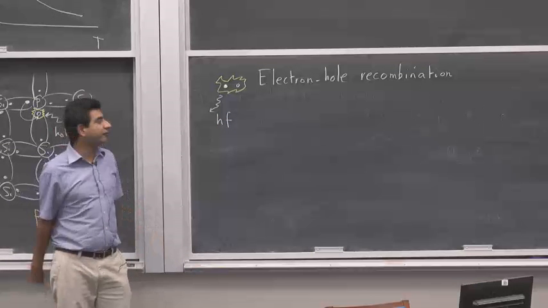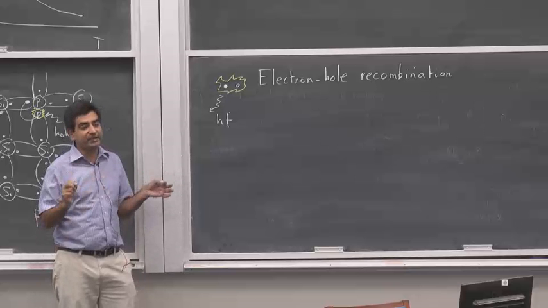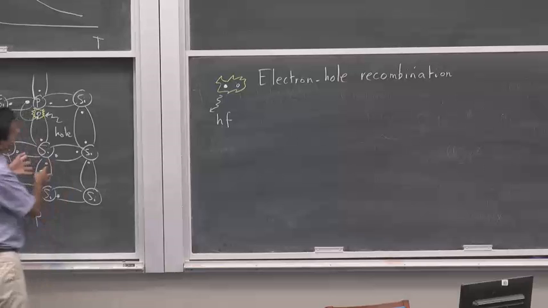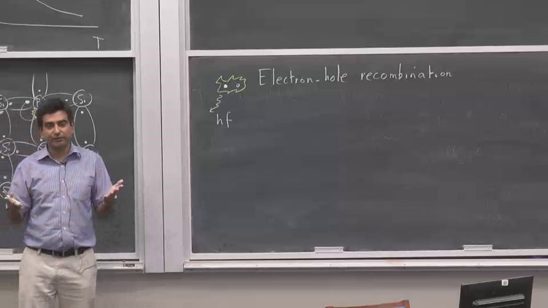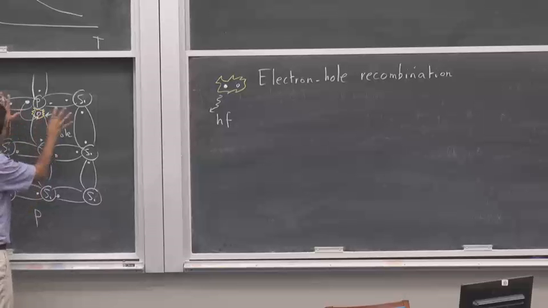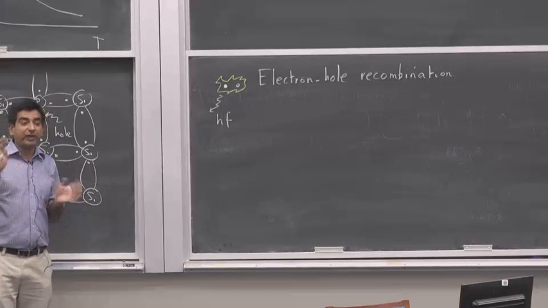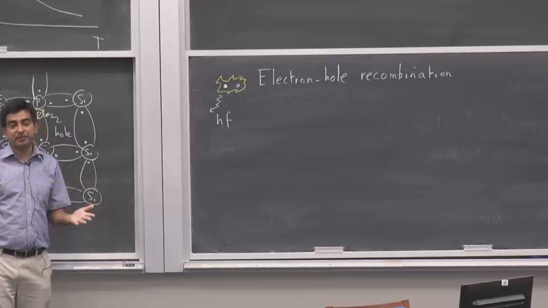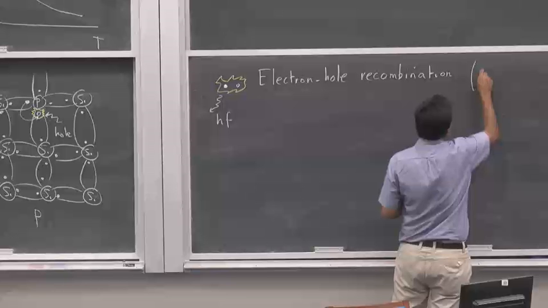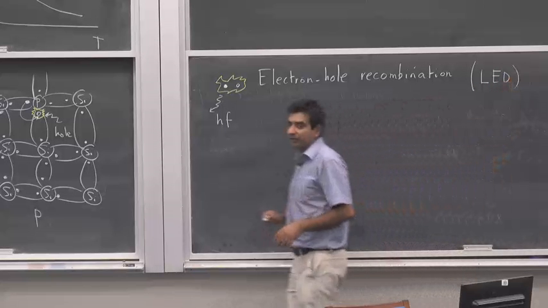Why do they produce a photon? We'll learn about this in a minute. But this process is always taking place. The electron and holes can recombine to produce photons. So these photons carry energy, so they can actually heat up this crystal. And if these photons are of the correct frequency, they can also appear as visible light. This is actually how an LED works. A light emitting diode works by the principle of electron hole recombination.